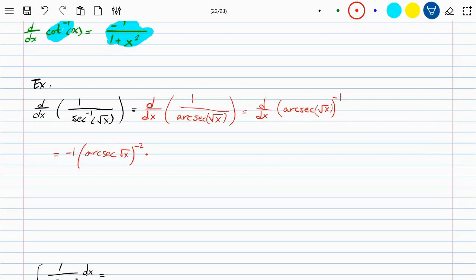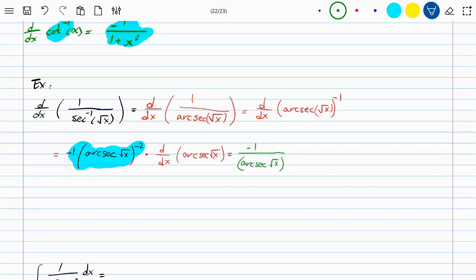Multiply by the chain rule, it says multiply by the derivative of the inside. So d over dx of arc secant of square root of x. Actually, let me write it one more time, just to make sure. This highlighted section could be written as negative 1 divided by arc secant of square root of x, squared, if we rearrange it. Multiply by, now, the derivative of arc secant of square root of x.